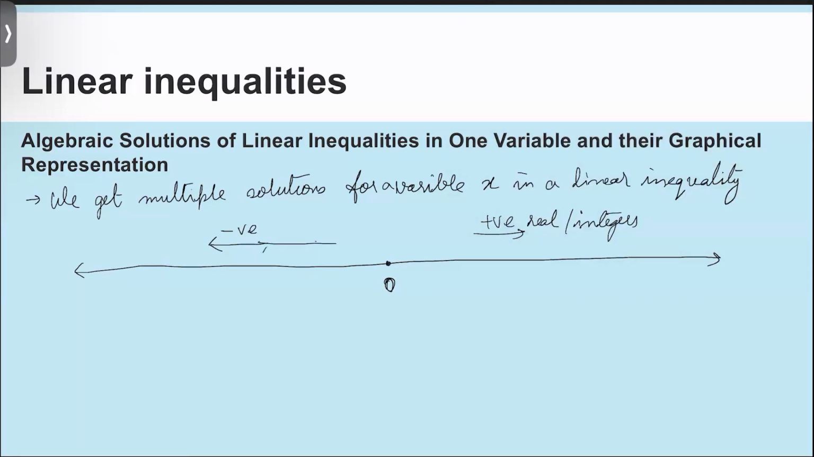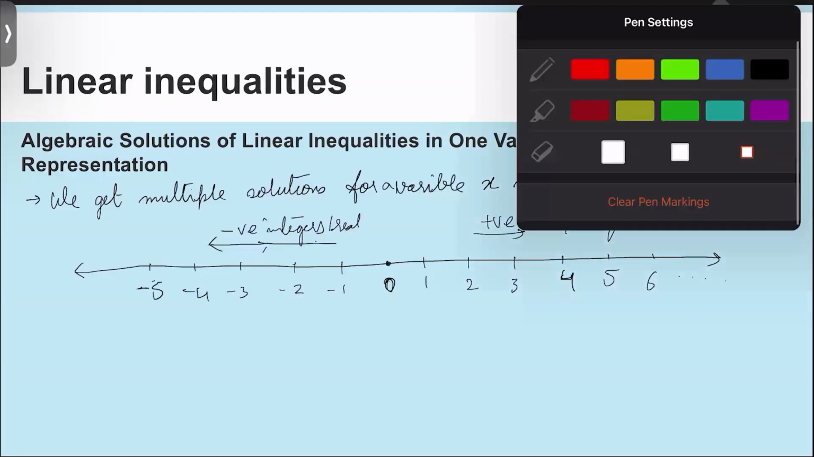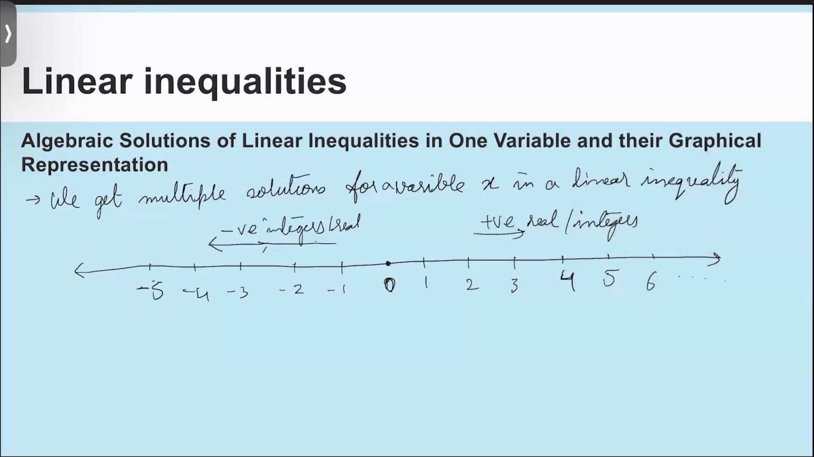Okay, so all negative integers. Similarly, you can have 1, 2, 3, 4, 5, 6, and then so on. And similarly, you have -1, -2, -3, -4, -5.